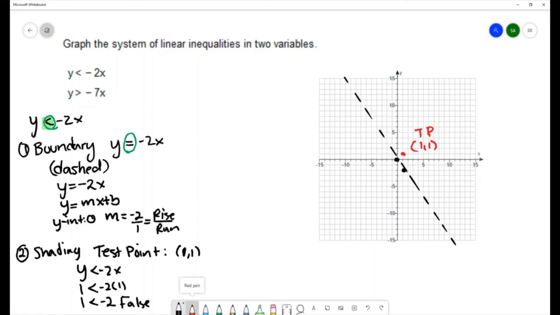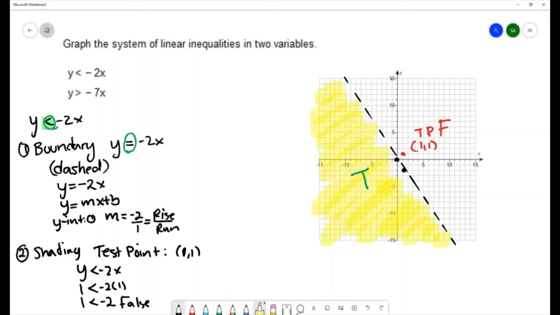So what that tells me is that on this side that contains the test point, we got a false statement, and all of the ordered pairs on that side will be false. The other side will have ordered pairs that make the inequality true. We want to shade the true side. I'm going to shade that whole side. All of these ordered pairs will make that first inequality true.